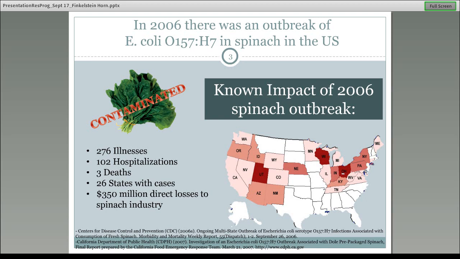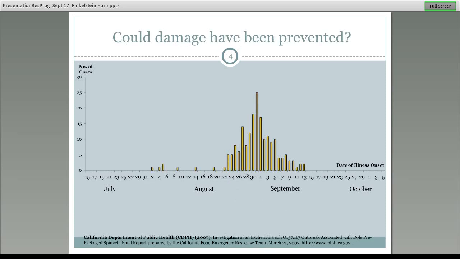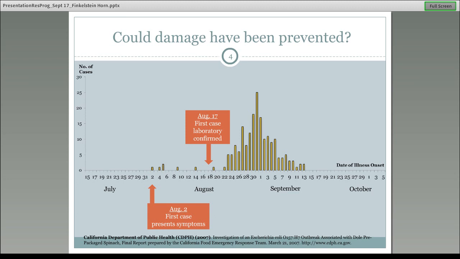The question we like to ask here is, could damage have been prevented? And to answer that question, we first look at the contamination's timeline. So starting on August 17th, the first case was laboratory confirmed. That meant the case had gone through multiple laboratory tests, and it had been confirmed that they were associated with this outbreak strain. But that first case actually reported symptoms beginning on August 2nd. And what that means is that they ate the contaminated spinach a few weeks earlier in late July. And of course, a few weeks before that, the spinach was contaminated in the field.